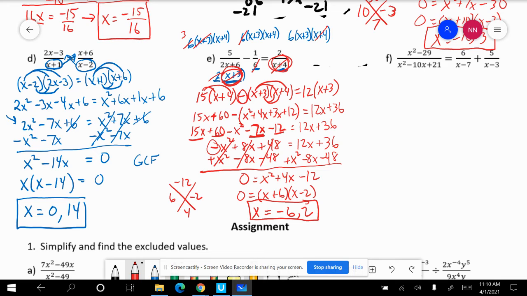Now the last one. I'm looking for two numbers that multiply together, give me 21, add up to negative 10. That would be negative 3 and negative 7. So if I look at my denominator, x minus 7 and x minus 3. So what I'm going to do next is multiply by the common denominator, and that would be x minus 3 and x minus 7, for each term.